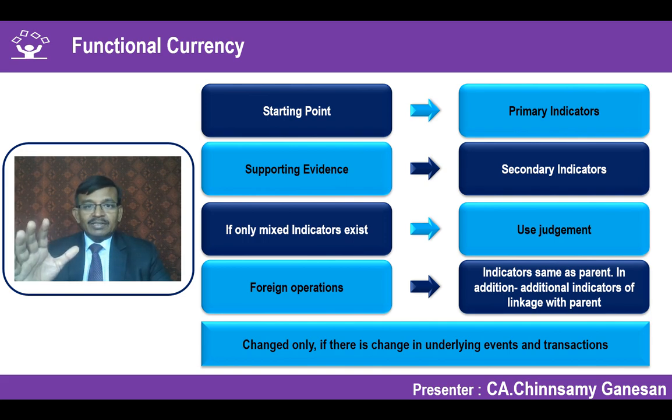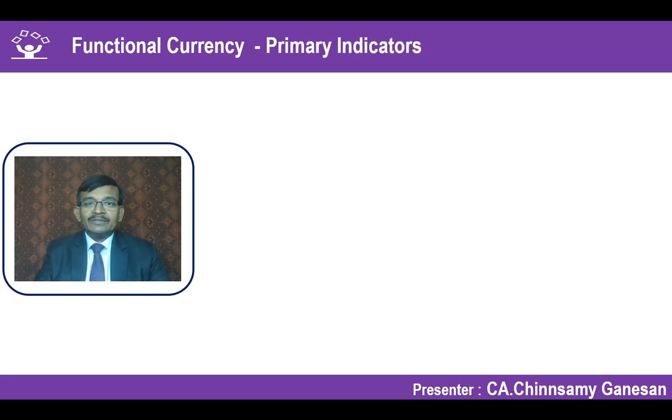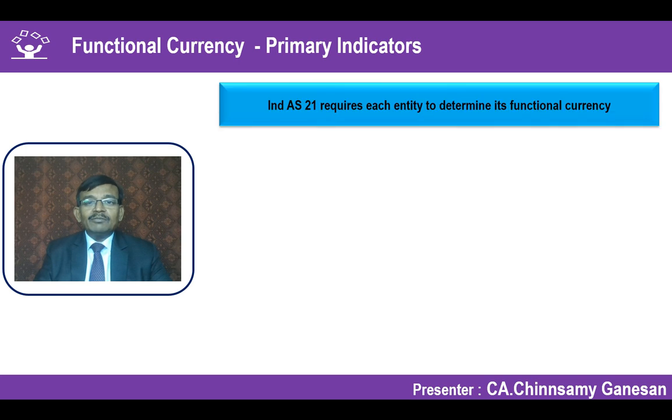So we are clear on what is the functional currency, how it has to be determined. Now we have to look into what is the primary indicators, secondary indicators. Let's go into the primary indicators. When we are talking about the primary indicators, why the primary indicators or secondary indicators has to be seen? Because the first step of Ind AS 21, as we have discussed earlier, is to determine what is the functional currency, start point or gated entry.